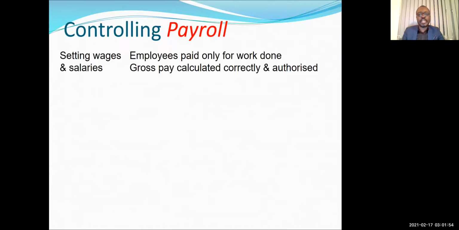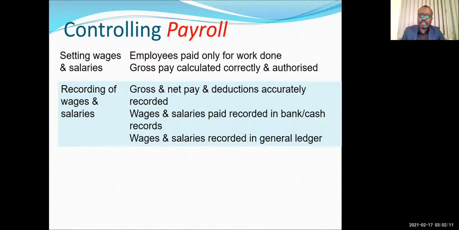In wages and salaries, what are the controls we need to put in place? Employees must be paid only for work they've done, and gross pay must be calculated correctly and authorized using the appropriate scales. How do we record wages and salaries? Gross and net should be recorded accurately in the payroll system. Wages and salaries which have been paid should be recorded in the cash and bank records. They must also be posted into the general ledger.